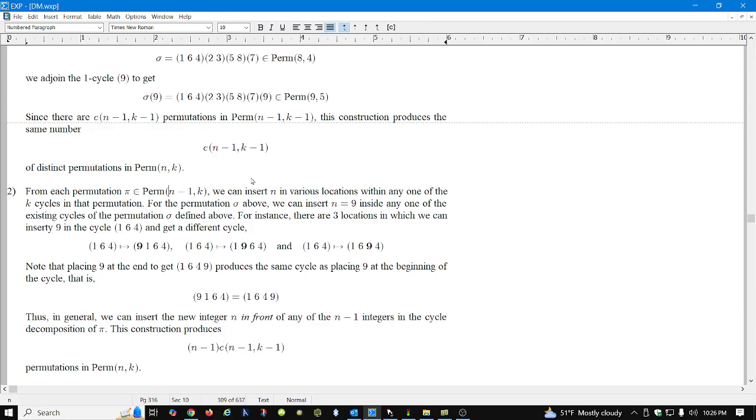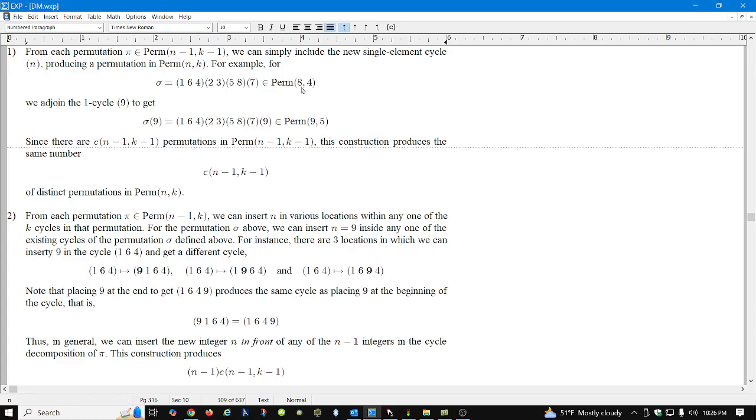Okay. So, for example, in this permutation here, in perm 8,4, we could slip a 9. Let's look at the first cycle. Where can we slip a 9 and get distinct permutations, distinct cycles? Well, we could put it before the 1. We now have a 4 cycle. We could put it between the 1 and the 6. This is a different 4 cycle. We can slip it between the 6 and the 4 and get yet another 4 cycle. If we try to put it at the end of the cycle, we get the same thing as if we put it at the beginning. This one does the same thing as this one. This goes 1, 6, 4, 9, and then back to 1. This does too, if you start with this 1, 6, 4, 9, back to 1.